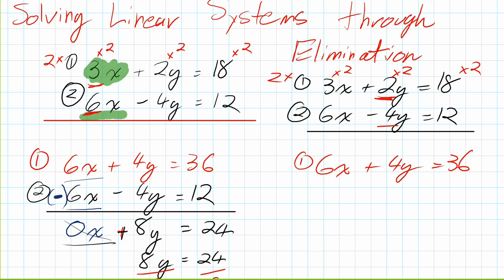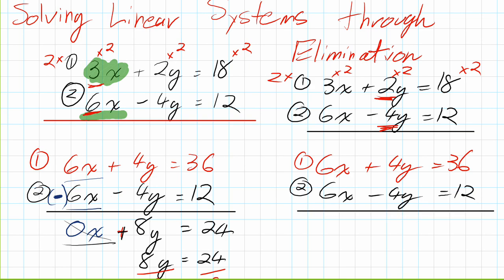That does not always work out. This is like a rare instance. If this had been 9 or 10, let's say 10 is a better value, we would have had to be multiplying by 5. Okay? We'll bring down the second one. 6x minus 4y is equal to 12.